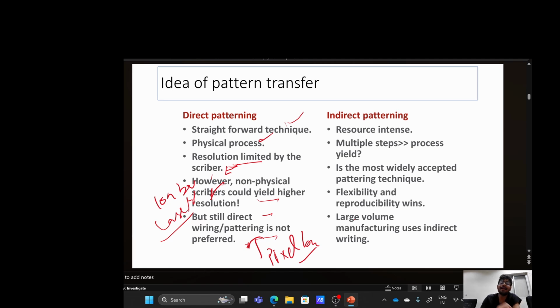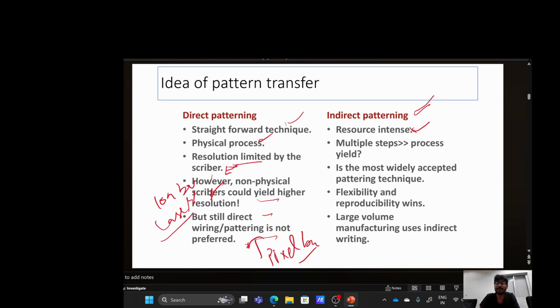And indirect patterning is resource intensive, because you need to have a very good photoresist, a very good developer, and a good light source. All these things you need to have. A sophisticated tool is required, because first you need to transfer the pattern. There will be a whole series coming in subsequent slides, where you will see how difficult it is to transfer the pattern.